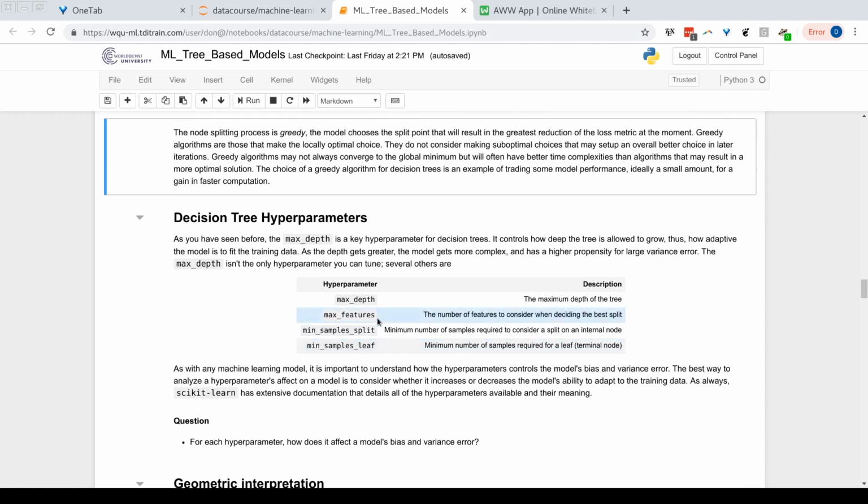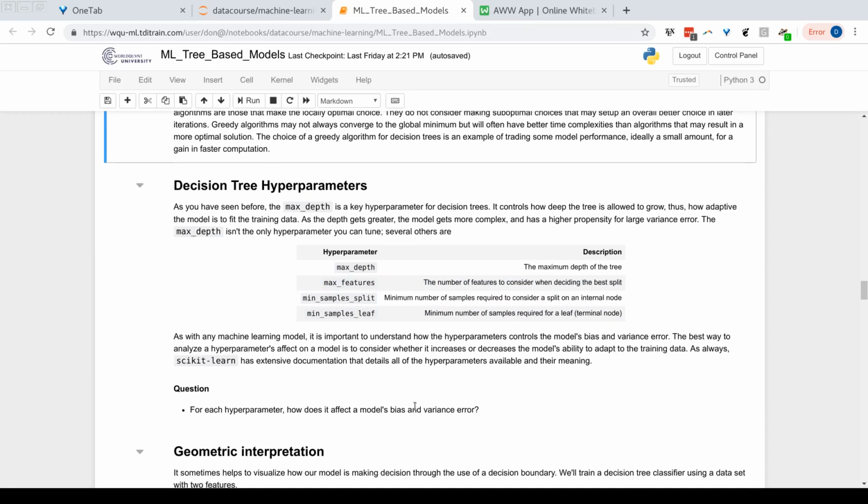Let's consider another hyperparameter, the min sample split. It's the minimum number of samples required to consider a split on an internal node. In other words, if an internal node doesn't meet this minimum criterion of observations in the node, it's not going to split further. So given this definition of min sample split, how do you think it's going to affect bias and variance? If we increase the min sample split, are we going to have a simpler model or a more complicated model, a more adaptive model or a less adaptive model?